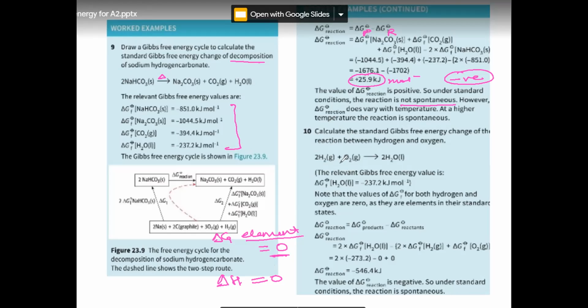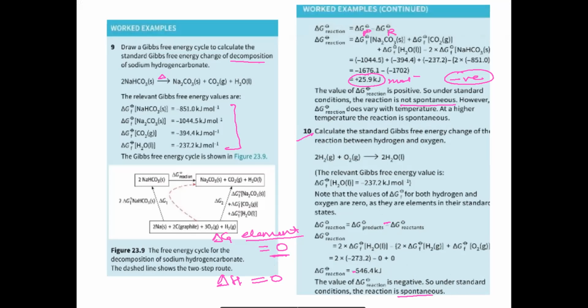Coming to the next question, they're asking you to calculate the standard Gibbs free energy of the reaction between hydrogen and oxygen. The values are mentioned here. You put the values here and do the computation. Subtract the reactants from the products, and you're getting minus 546.4 kilojoules. This is a negative energy, indicating that the reaction under standard conditions is a spontaneous reaction.